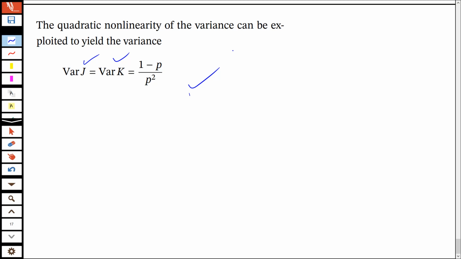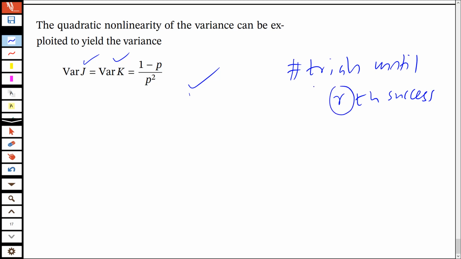That was all. In the next lecture, we will start with the next question, and that question will be to count the number of trials until the rth success. So instead of waiting for the first success, I'll be waiting for a fixed number of successes, and that will give me a new distribution.